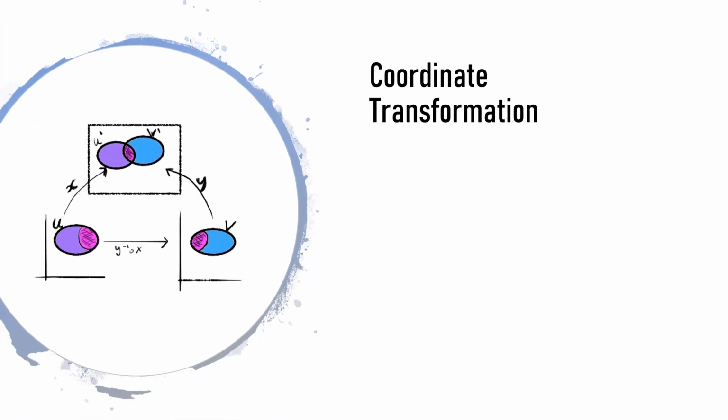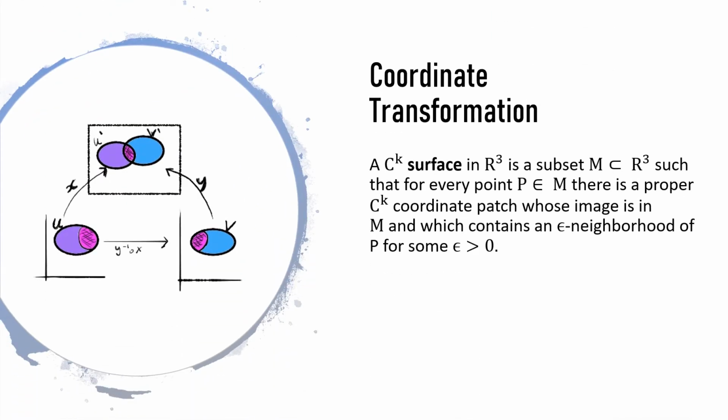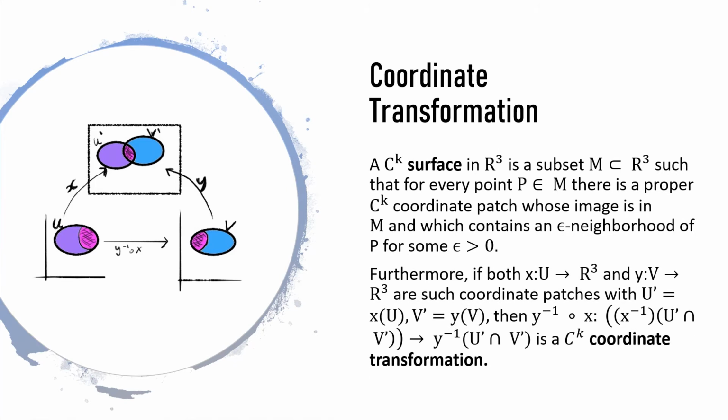In this slide, we're going to talk about the coordinate transformation. So for coordinate transformation, x is defined from U to R^3 and y is defined from V to R^3, and they are coordinate patches or simple surfaces. Then we can find y inverse composed with x if U and V have an intersection. And we say that's going to be a C^k coordinate transformation. In other words, if U and V do not have any intersections, then coordinate transformation cannot happen.